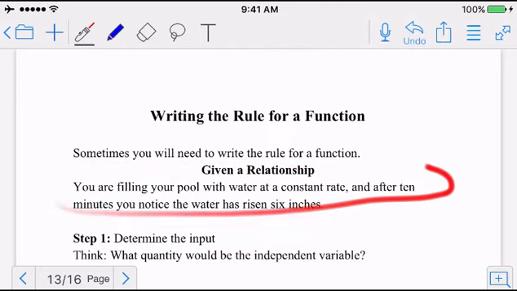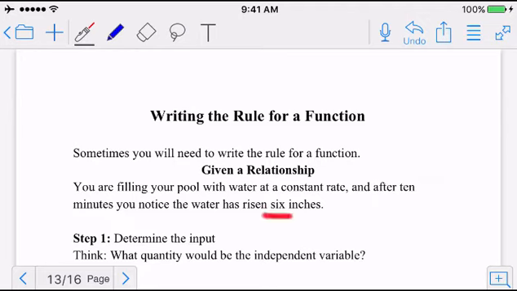Okay, we're filling the pool with water at a constant rate, and after 10 minutes, you notice the water has risen 6 inches. Okay, so the first thing you want to do is make sure you understand what is my input, what is my output. So remember, the input is what gets plugged into our function, and then the output is the result after that. So think about the situation. For your pool, what's going to be your input? It should be the minutes. So like the 10 minutes goes by, the result is the water has risen so much.